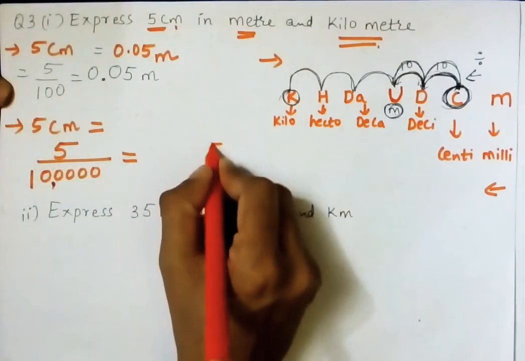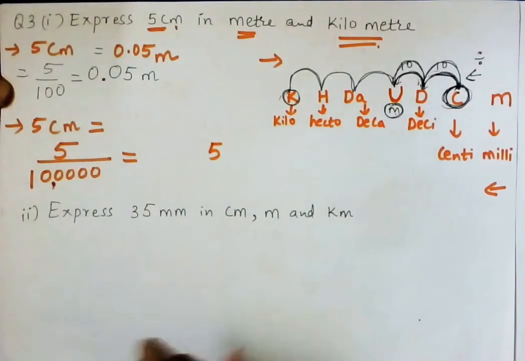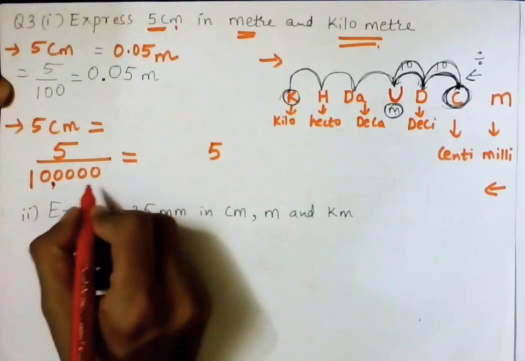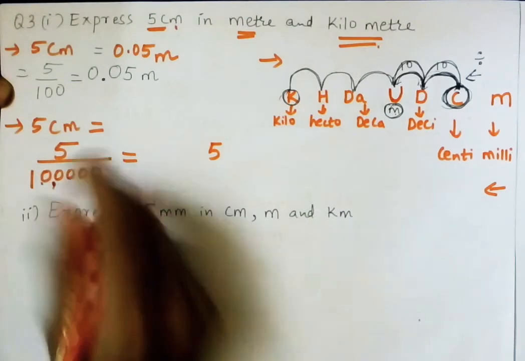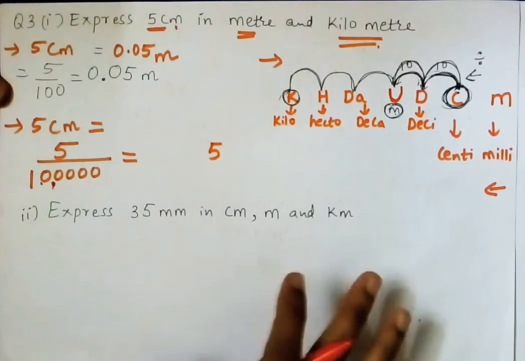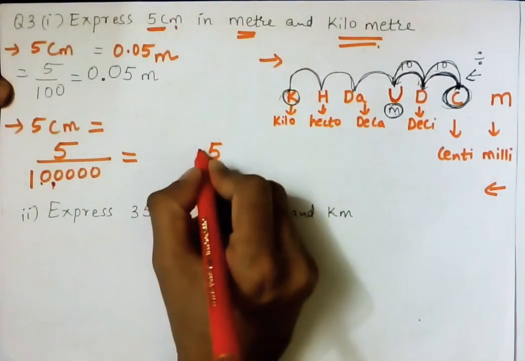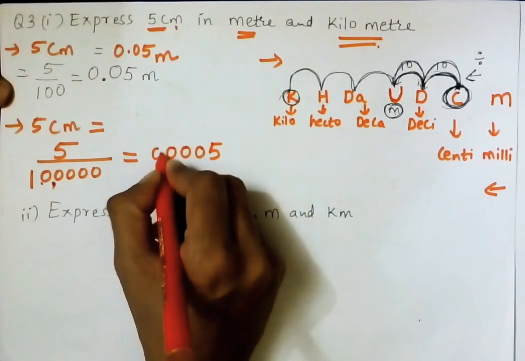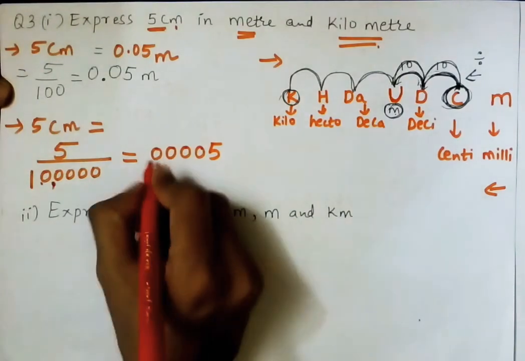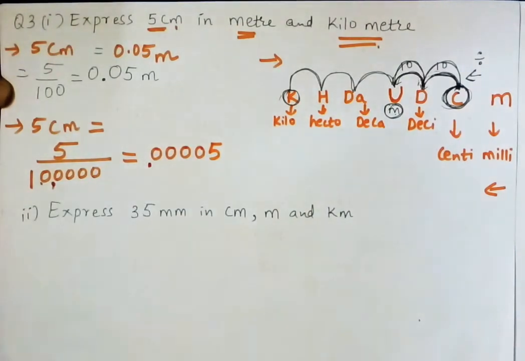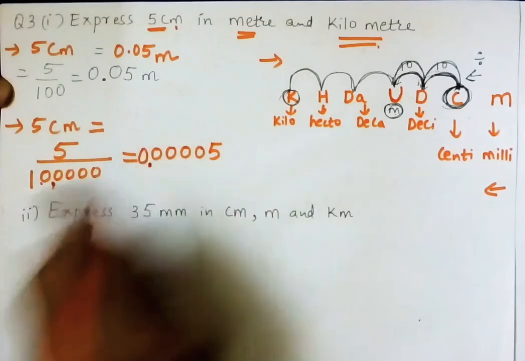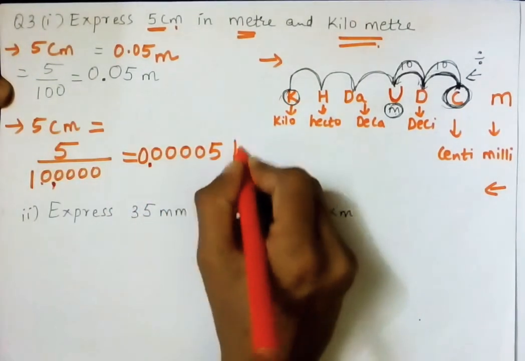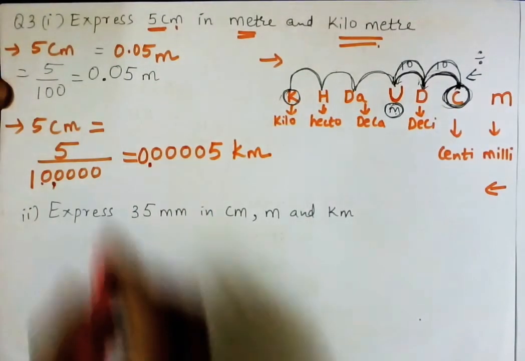But only one digit is given, 5. So for the other digits we will take 0. How many digits do we want, and after that we will keep the point. So 1, 2, 3, 4 and 5. After 5 digits we will keep the decimal point. So this is our first digit, second, third, fourth and fifth digit. 5 digits over. Now we will keep the decimal point, and here also you can keep a point. So 0.00005 kilometer. This is our answer.